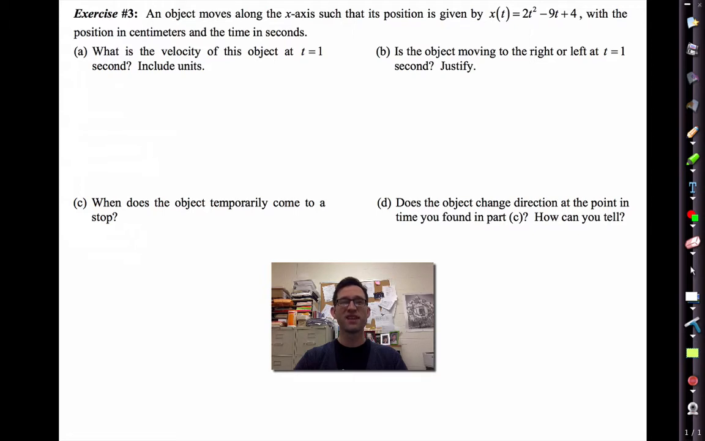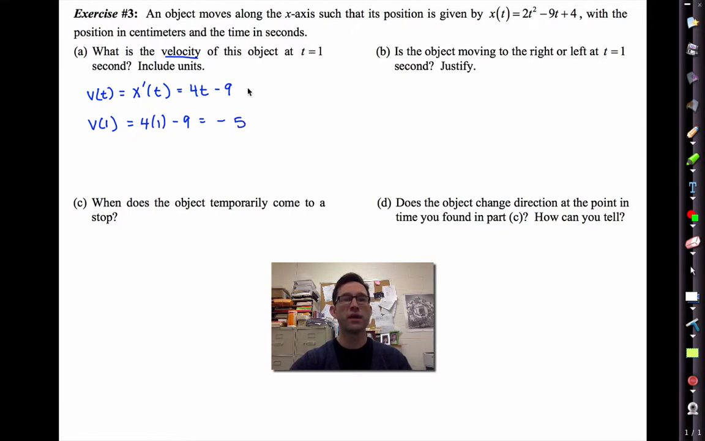Okay, let's take a look. Velocity, by definition now, is going to be the derivative of position. So I'm going to just state that immediately. V of t is going to be x prime of t. Real simple polynomial example, that's going to be 4t minus 9. So v of 1 is going to be 4 minus 9, negative 5.